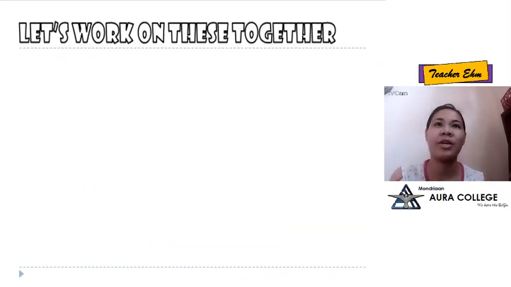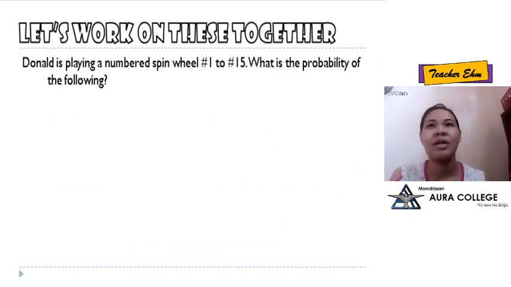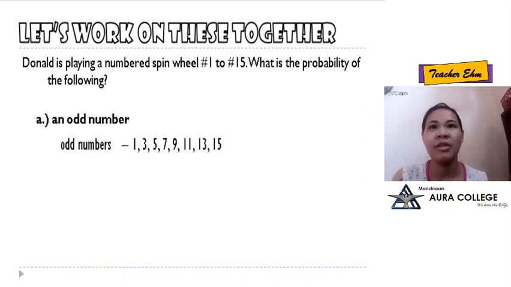So, let's work on this together. Donald is playing a numbered spin wheel, number 1 to number 15. What is the probability of the following? A. Getting an odd number. So first, ano ba yung odd number dun sa ating number spin wheel na number 1 to number 15? So dyan, naka-indicate kung ano yung mga odd number doon. So 1, 3, 5, 7, 9, 11, 13, and 15.